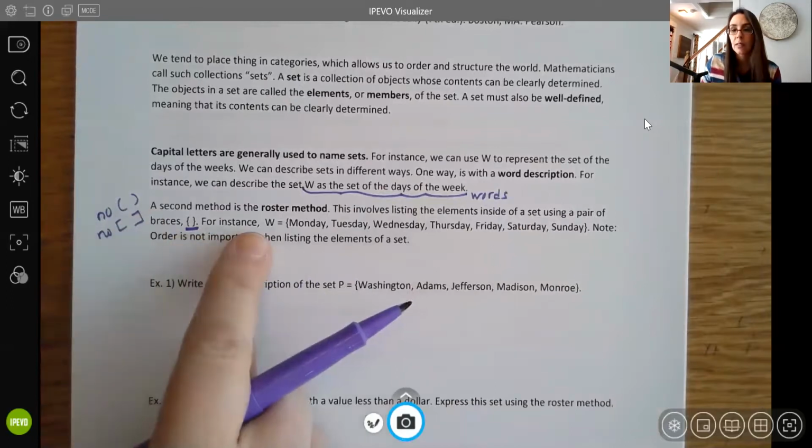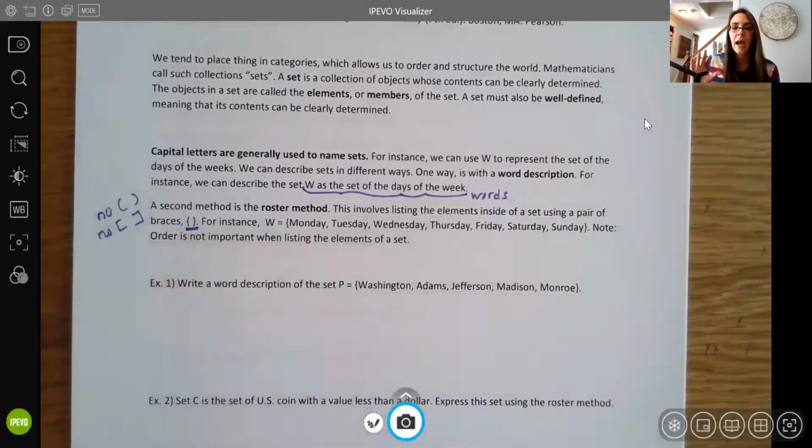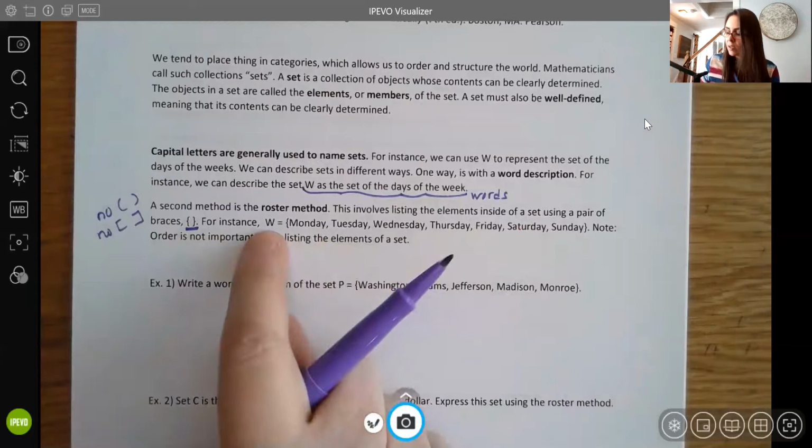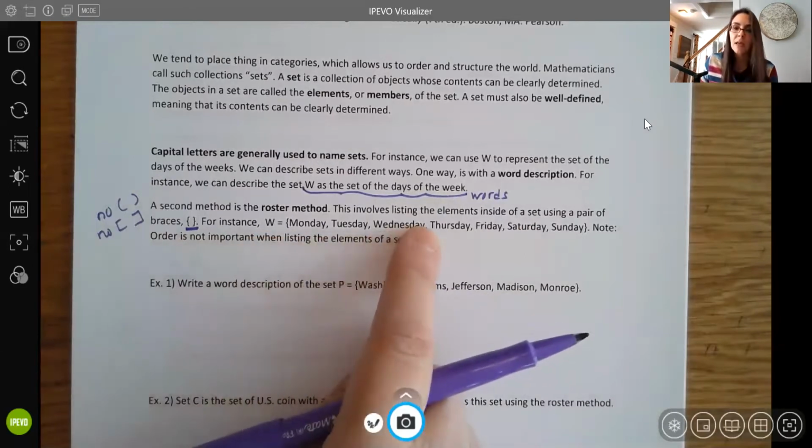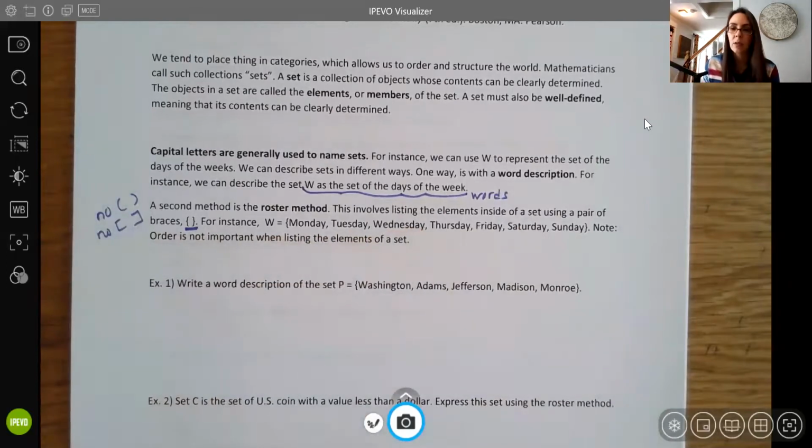Order is not important. So when we do list a set, I could put them in a different order. If I wanted to write my set as Tuesday, Friday, Saturday, Monday, etc., that would be fine too. So ordering does not matter, although you'll notice we usually put things in some sort of logical order. It's not required. With sets, though, we do not like to repeat elements.